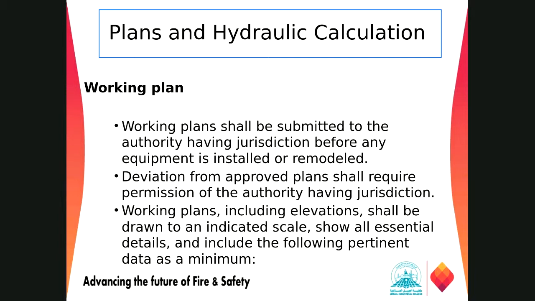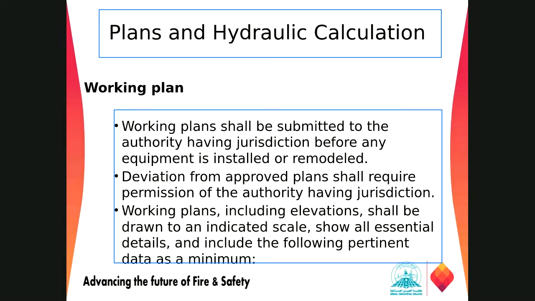So same as the sprinkler system, all the plans should be submitted for approval as per NFPA 15 in this case. And if there is any deviation from the approved plan, it shall require permission of the AHJ. So if there is a deviation from the plan, you have to get approval from the AHJ in order to carry out the works.